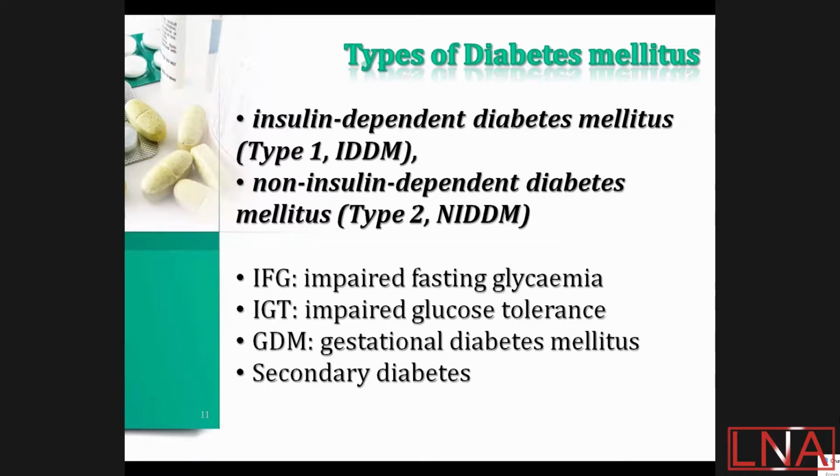So your colleagues, of course, will understand you. And there are a few subtypes, not official, but you should also know about them: impaired fasting glycemia, impaired glucose tolerance, gestational diabetes mellitus or diabetes mellitus in pregnancy, and secondary diabetes.